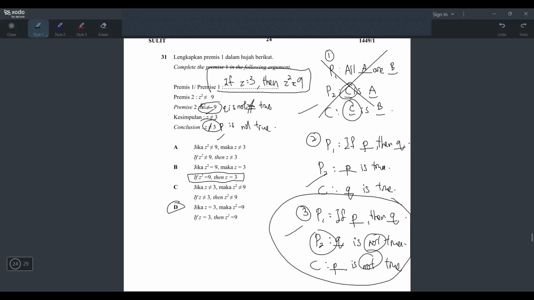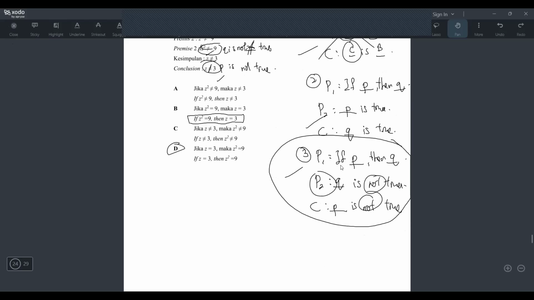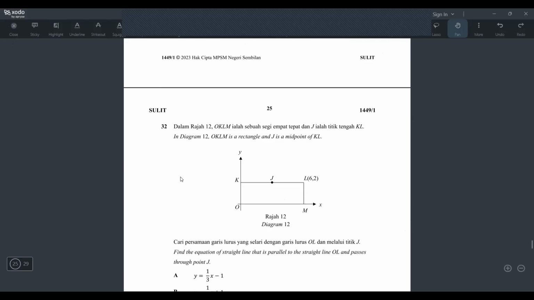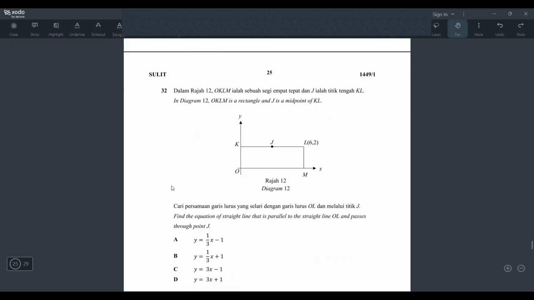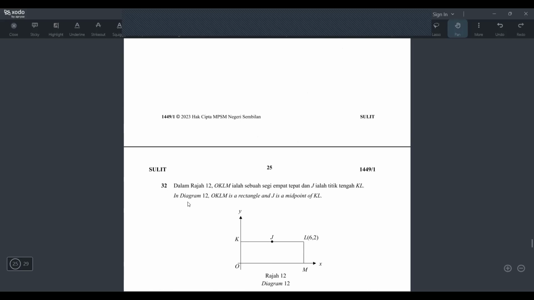But if it's the second format, it will look like this. P is true, Q is true. Okay, nothing much to say. You just have to remember these 3 formats. It's all about format. In this chapter, it's all about format, right?